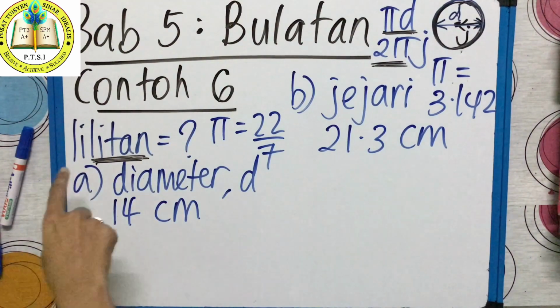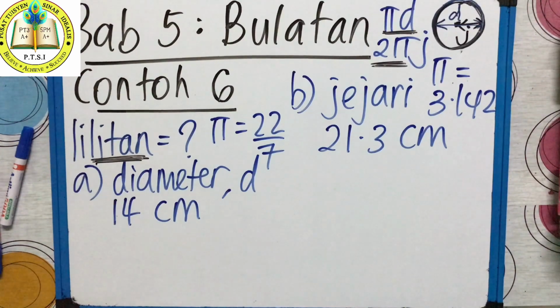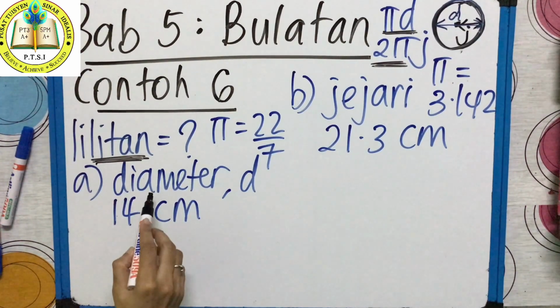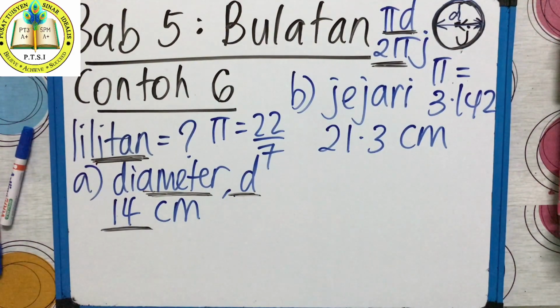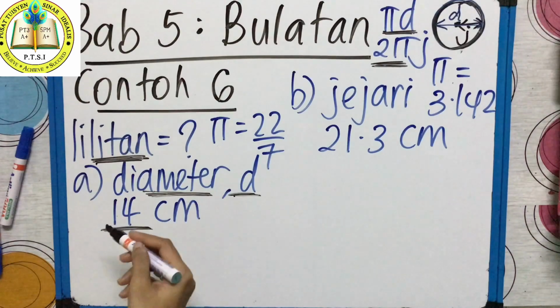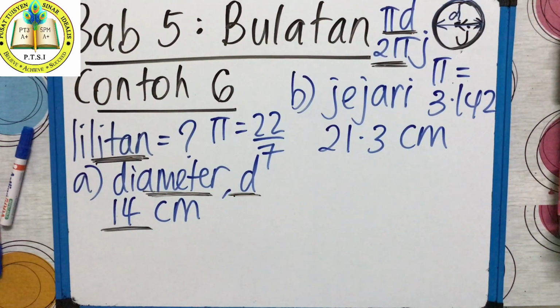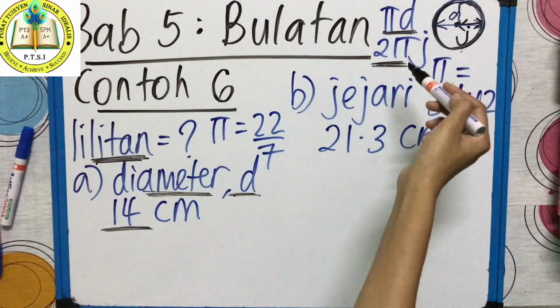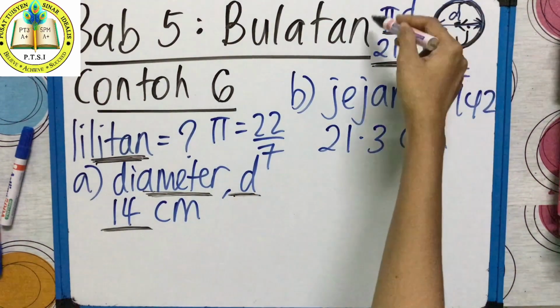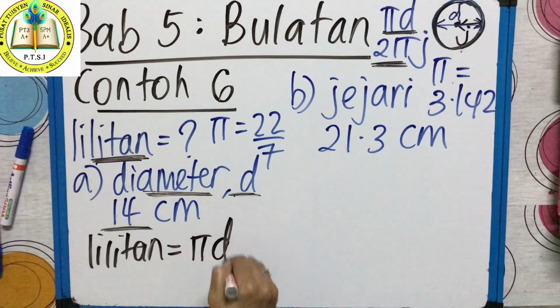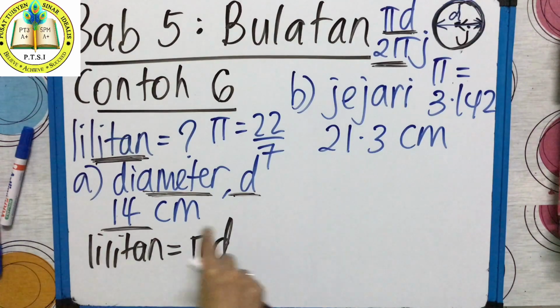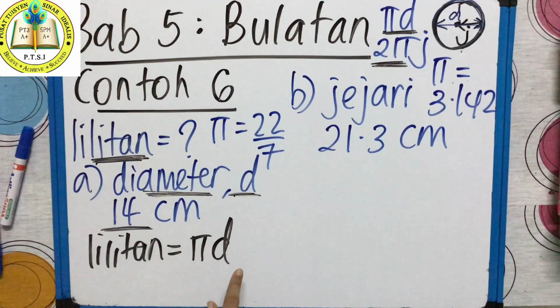So sekarang soalan minta lilatan. So what is the information given? Apa maklumat yang diberi? Diameter, the D, 14 cm. Maklumat ini telah pun diberi. Diameter 14 cm. So formula mana yang perlu kamu guna kelas? You have two formulas. Which formula must you use? The first one, pi d. So lilatan sama dengan pi d. You see, teacher write the formula first and then only I will do the working. Soalan tanya lilatan. So, lilatan you just leave.